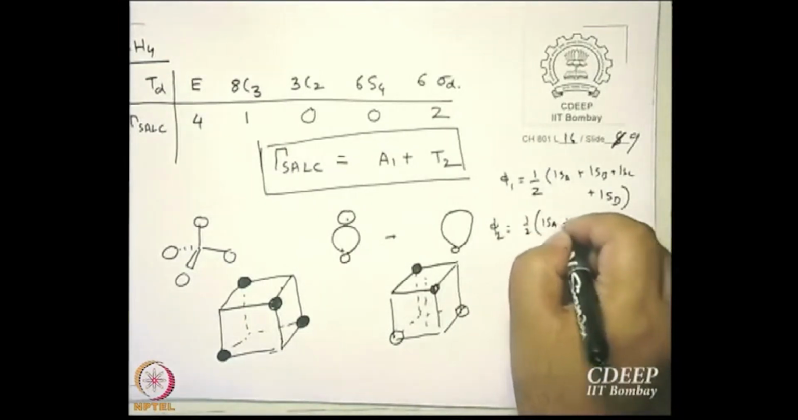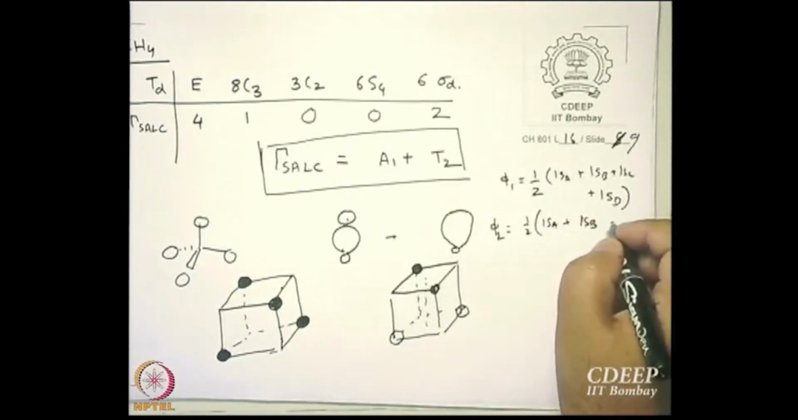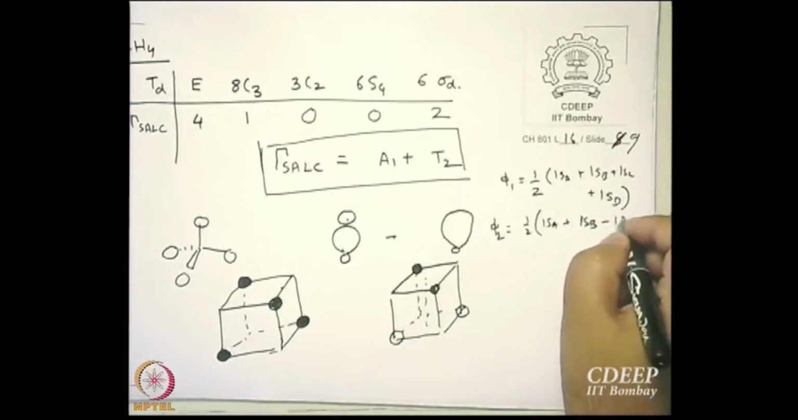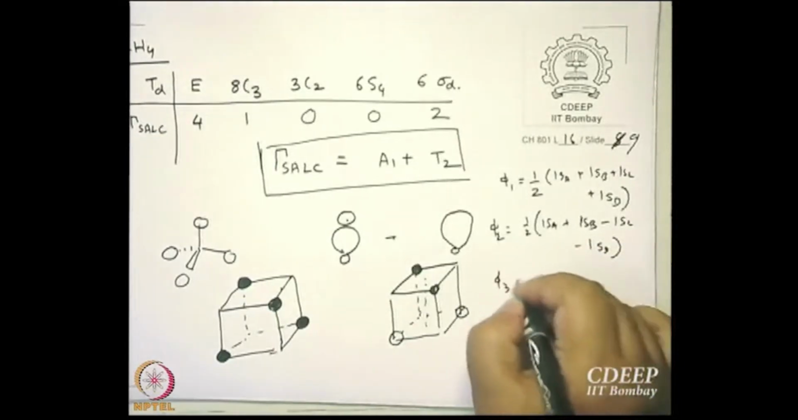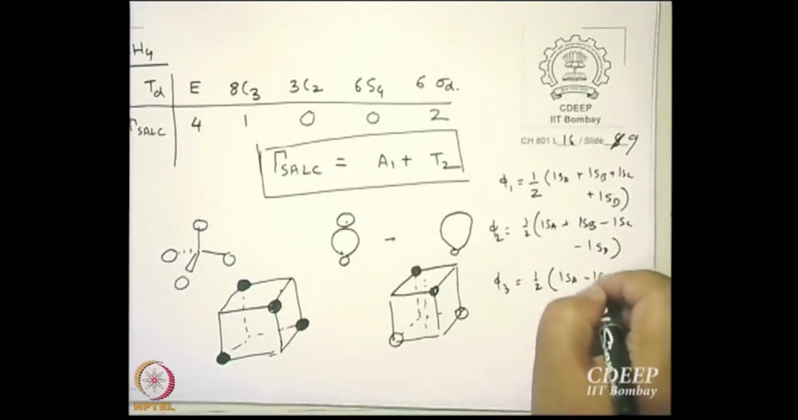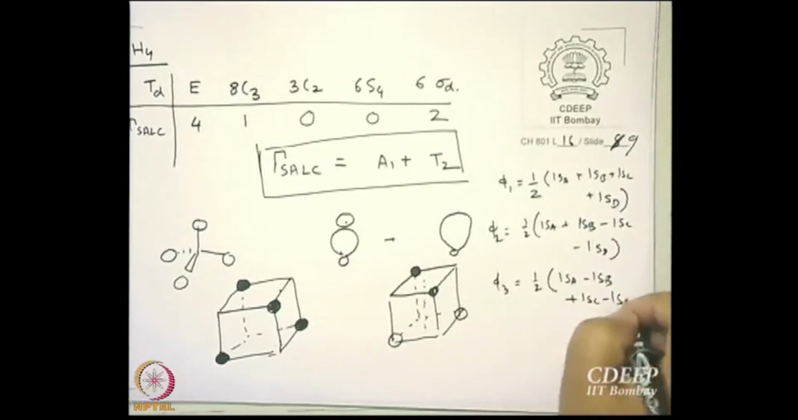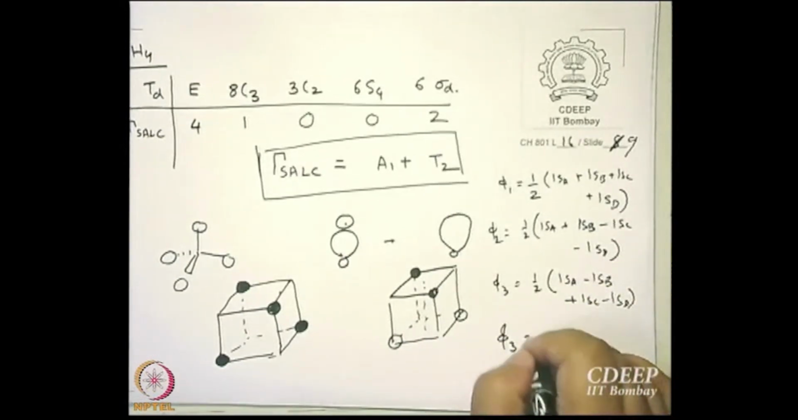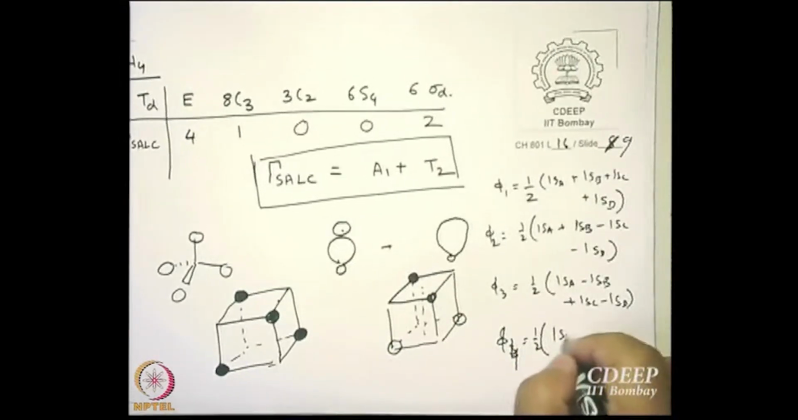is A plus 1 is B plus minus 1 is C minus 1 is D, phi 3 equal to half 1 is A minus 1 is B plus 1 is C minus 1 is D, phi 4 is equal to half 1 is A, then what should it be?